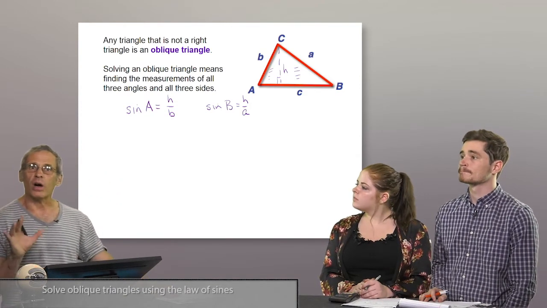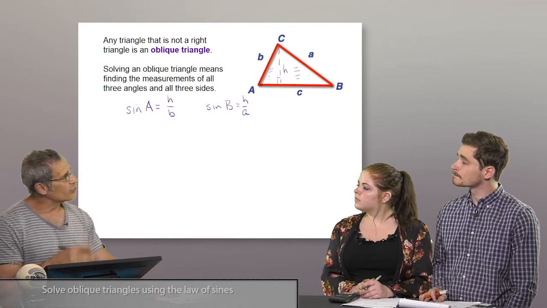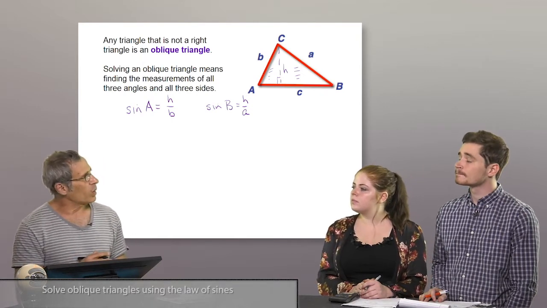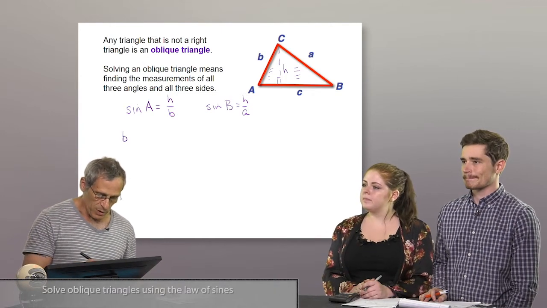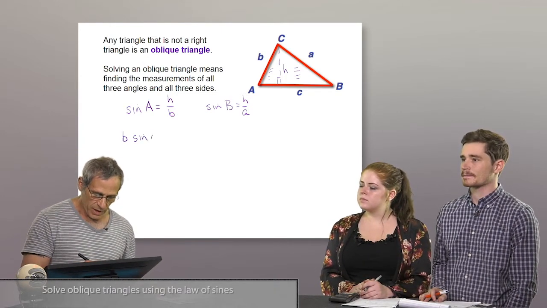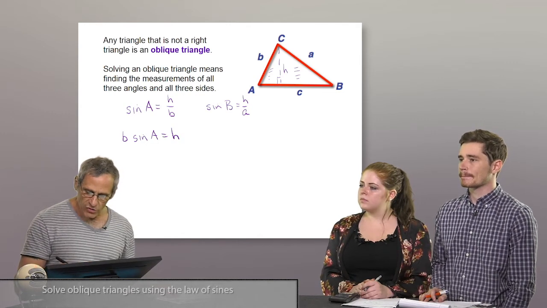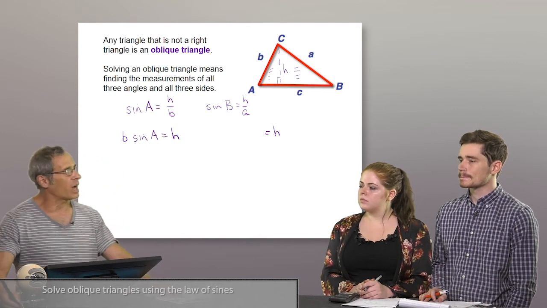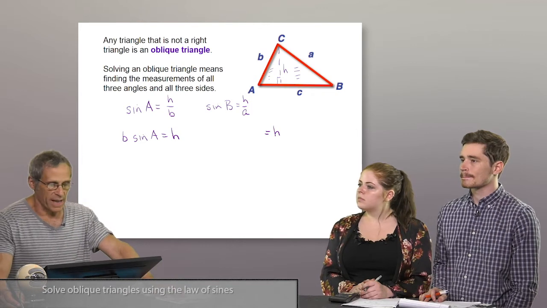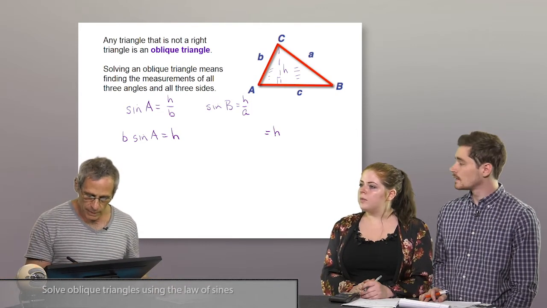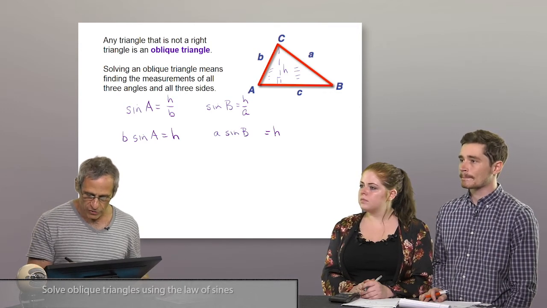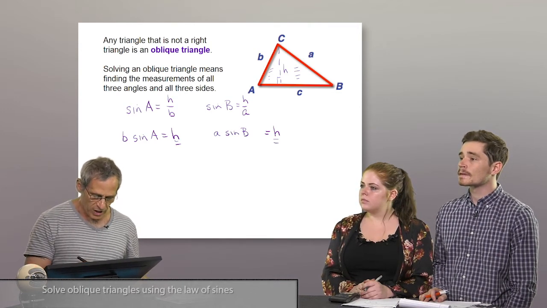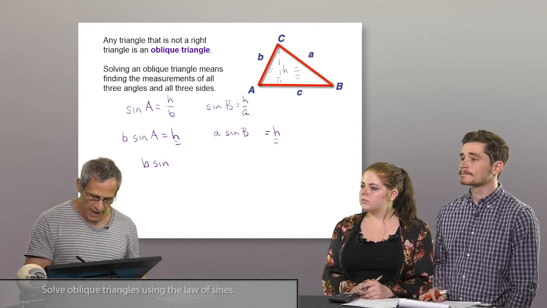So all I'm going to do is solve for h in each equation. Look at the equation on the left. I'd multiply both sides by the denominator, which is b. And that leaves b sine A, and that's equal to h. But h is also equal to what, if I multiply both sides of the equation on the right by a? It's equal to a sine B. Very good. Now, both of these are representations for h, so we can set them equal. We can say b sine of A is equal to a sine of B.